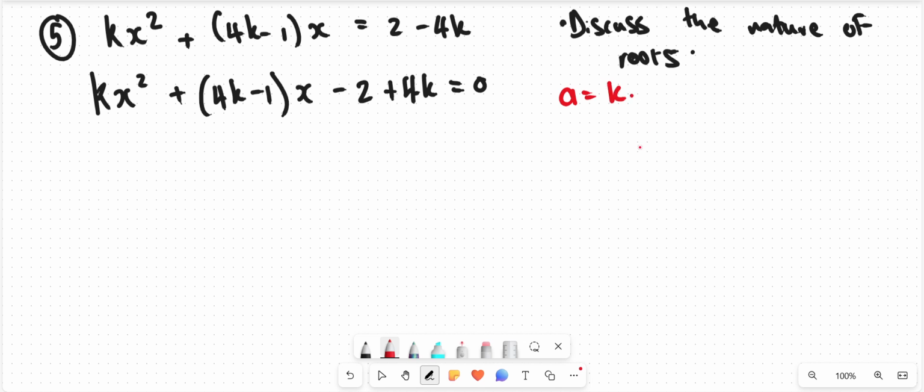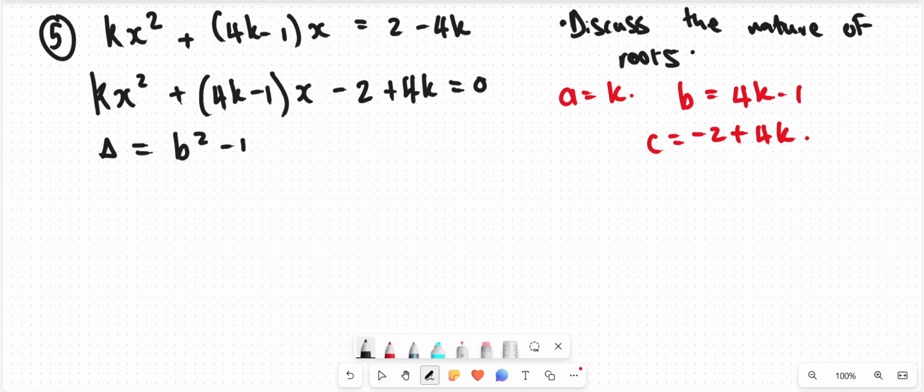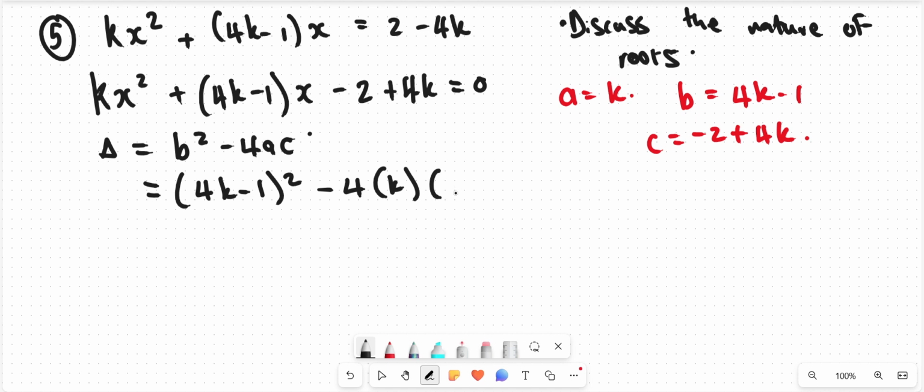So what is my a? My a is k. My b is a 4k minus 1. And my c is a negative 2 plus 4k. You don't need to do anything to that. You just use them like that. So my discriminant is equal to b squared minus 4ac. I'm going to substitute. My b is a 4k minus 1 squared minus a 4. My a is a k. And my c is a negative 2 plus 4k.